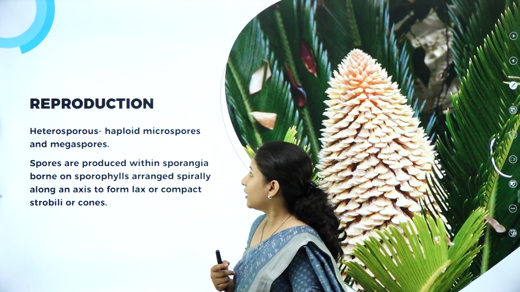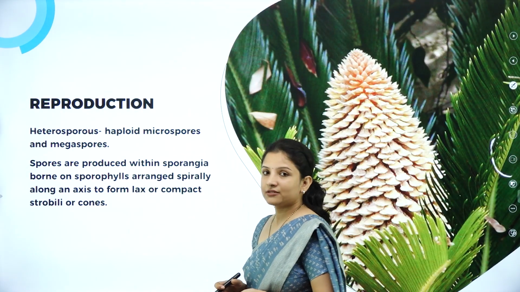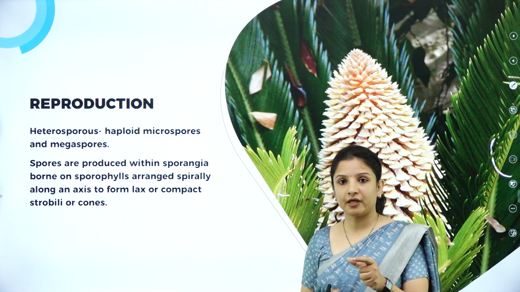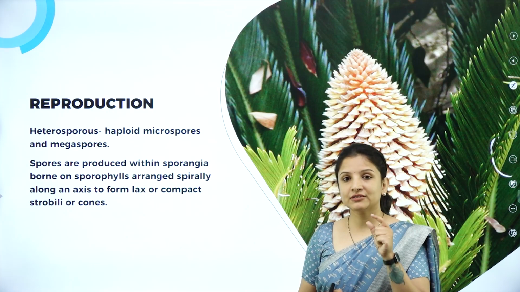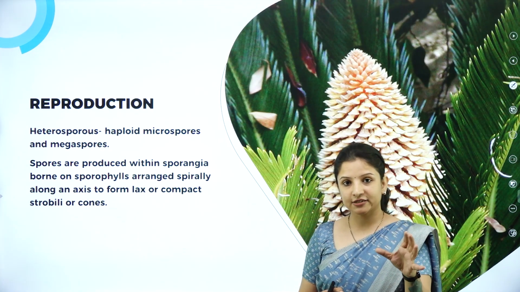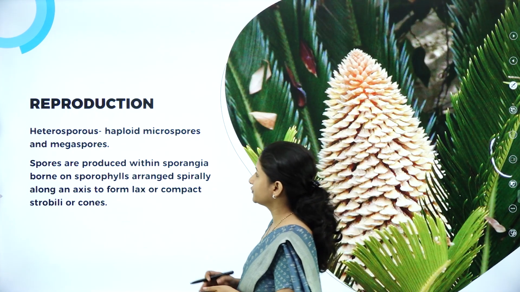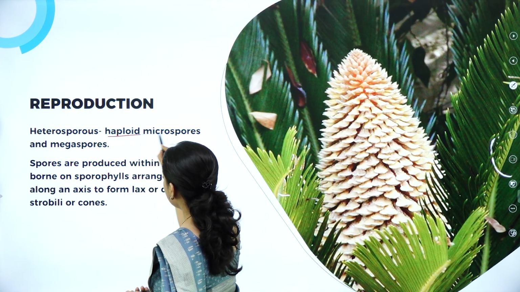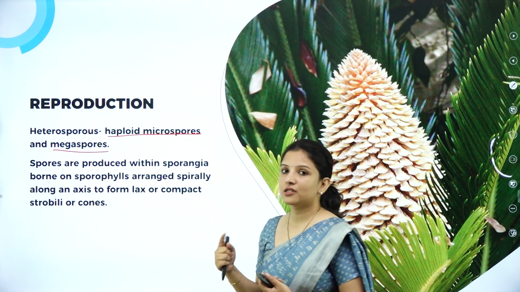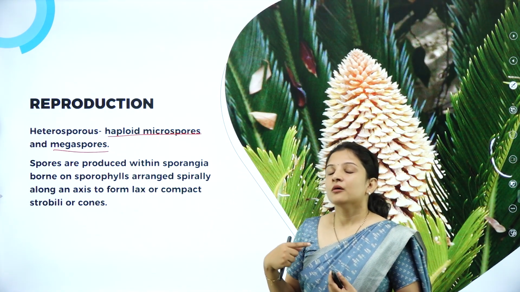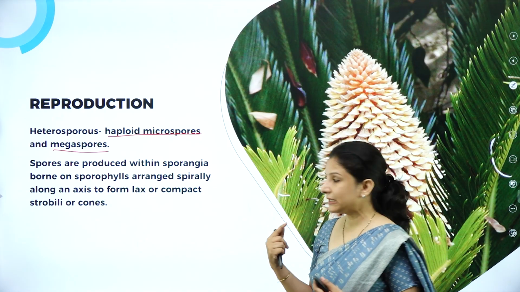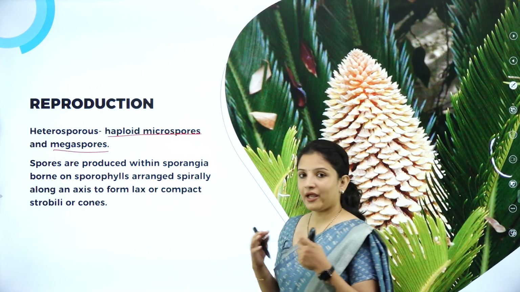And next, talking about reproduction. These gymnosperms are usually heterosporous. Hetero meaning different. So they produce different types of spores, wherein they produce a set of large spores and a set of small spores. They produce haploid microspores and megaspores. We know that microspores will germinate to form the male gametophyte and megaspores will germinate to form the female gametophyte.